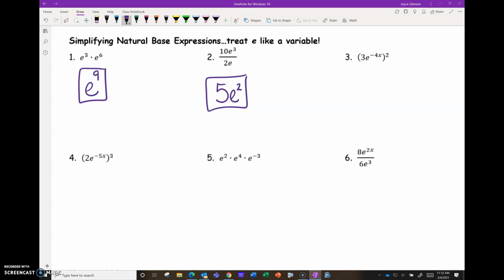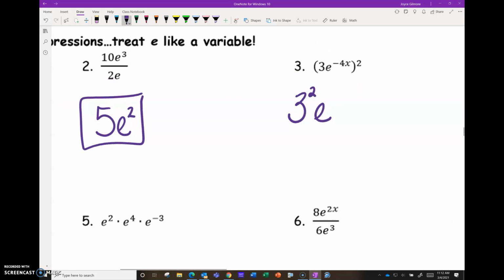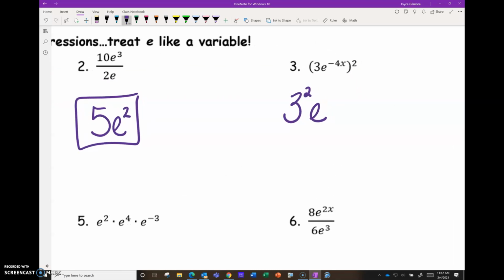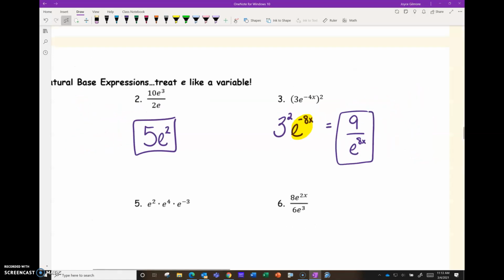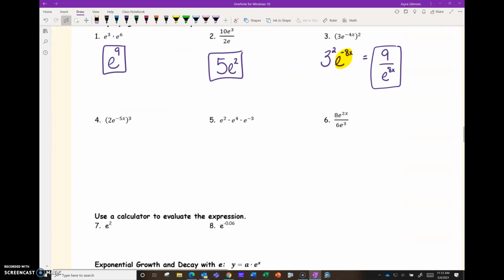Number 3 is a little weird. Distribute that exponent, so that's 3 squared. And then for the e, we need to multiply the negative 4x times the 2. That will give us negative 8x. Okay, what is 3 squared? 9. And then e to the negative 8x. Negative exponents move that term to the bottom. So it's e to the 8x on the bottom. I would like you to pause the video and try numbers 4, 5, and 6 on your own.